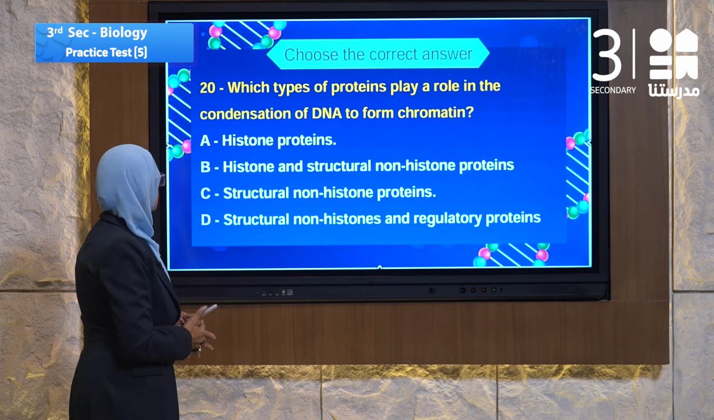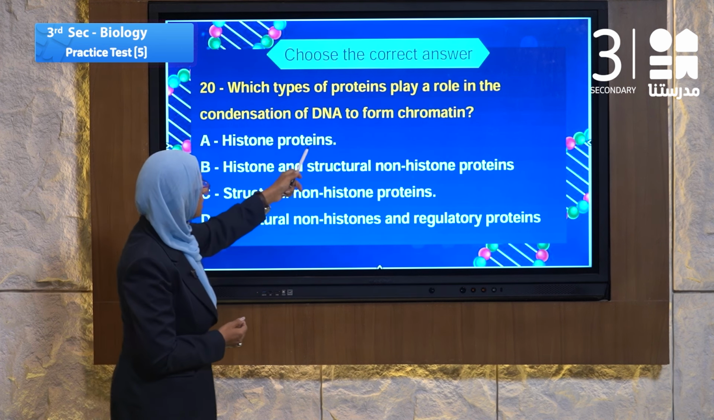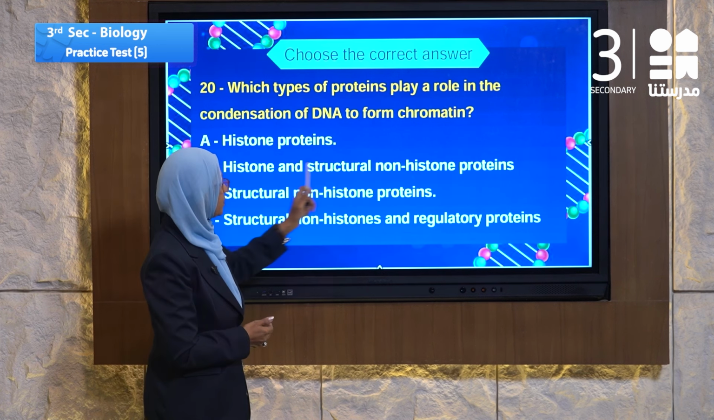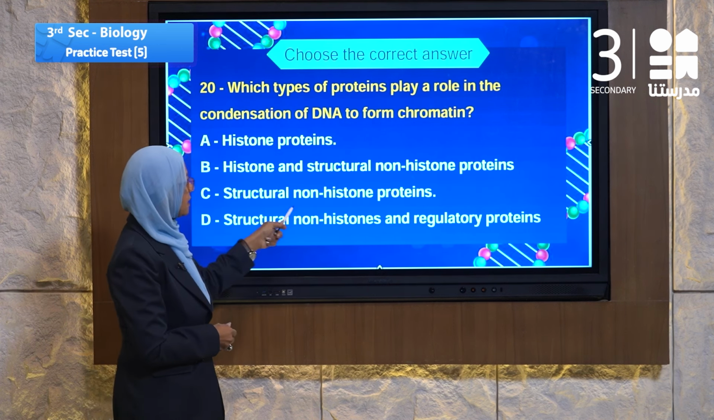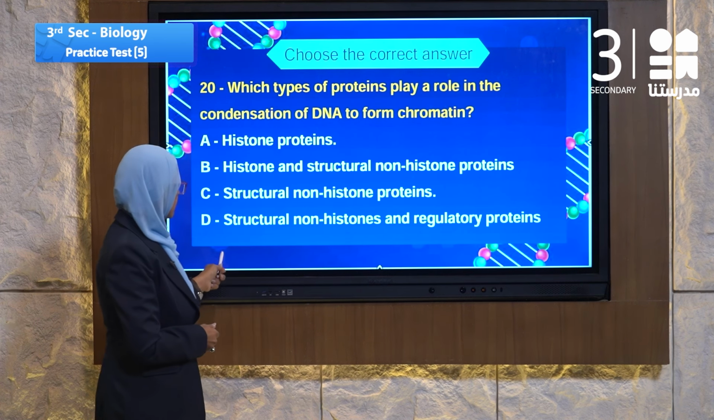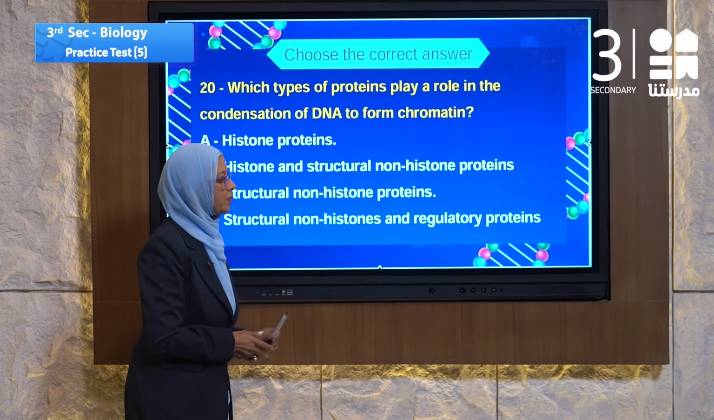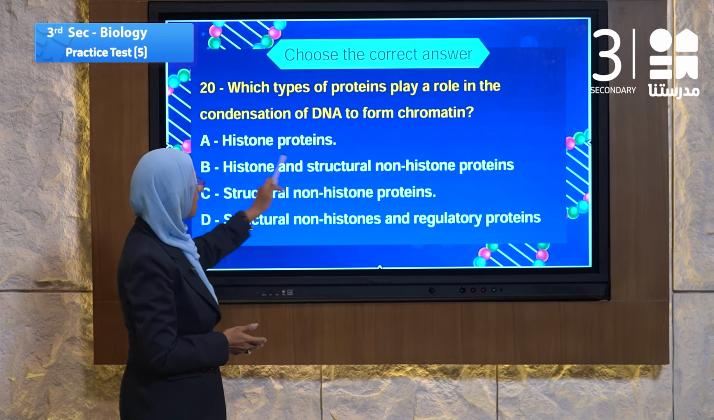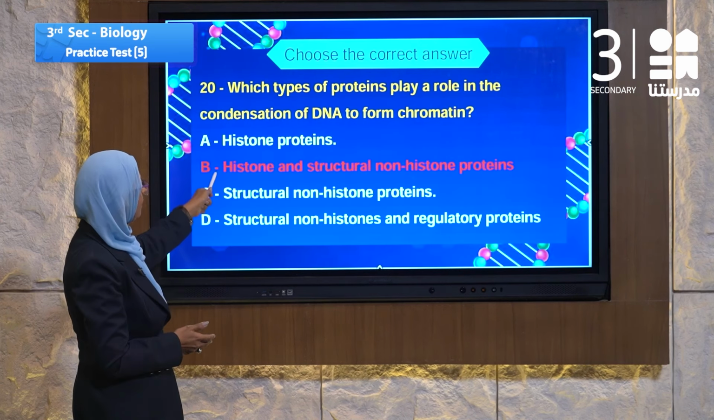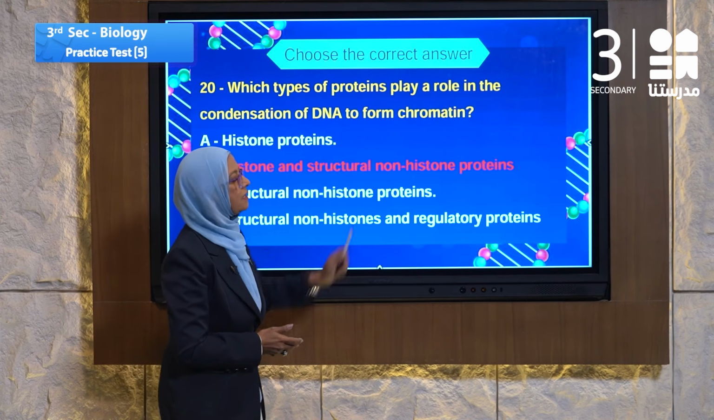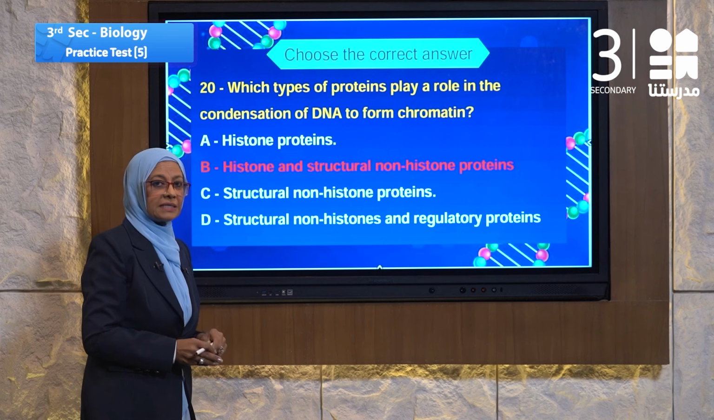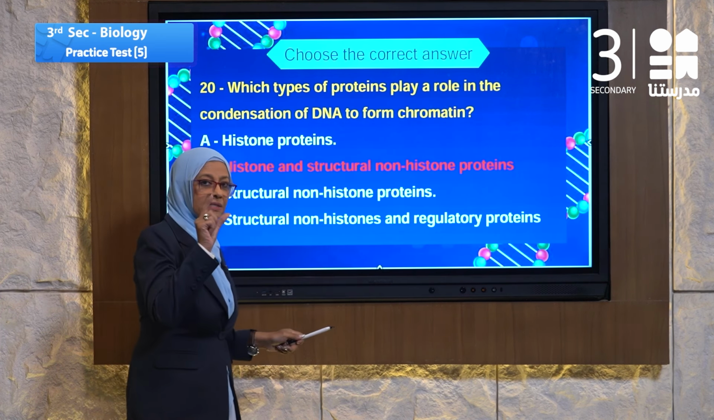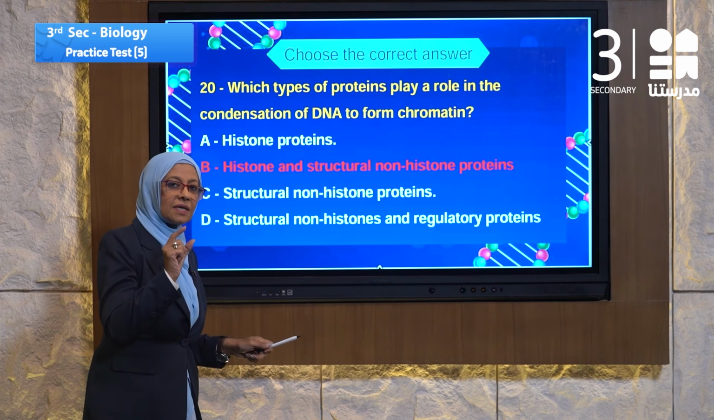Let's decide. A, histone protein. B, histone and structural non-histone protein. C, structural non-histone protein and regulated protein. I prefer B because histone and non-histone proteins help in condensation of DNA to form chromatin. Yes, histone and structural non-histone proteins condense and decrease the size of DNA.